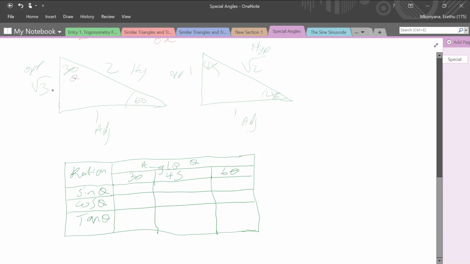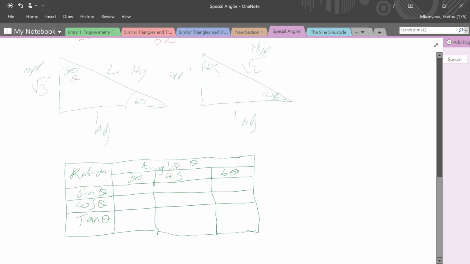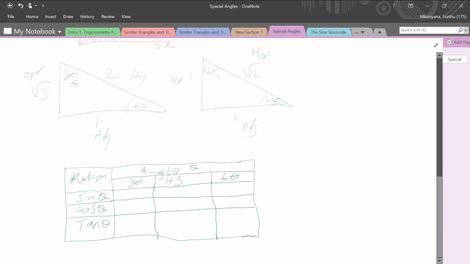So because it's sine, it's opposite over hypotenuse. Remember, when we are at 30, this is the opposite side to 30, and this is the adjacent side, and this is the hypotenuse. So sine of 30 is going to be 1/2. So it's going to be this side divided by that side.